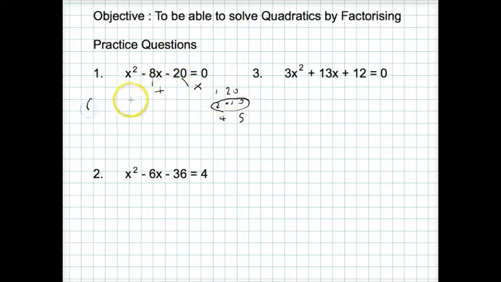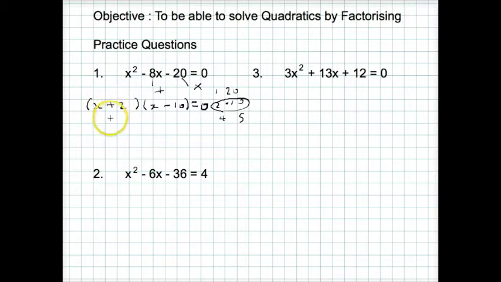So here I just now open up two sets of brackets. Whatever the letter is here, in this case it's x, I write at the front of the brackets. And then whatever my numbers were here, I write x plus 2 in the first one and x minus 10 in the second one. Now it doesn't matter what way round you do these, you could have written x minus 10, x plus 2, but you must have the signs correct. Now that is equal to 0. So all I've done so far is I've factorised this and set it equal to 0.